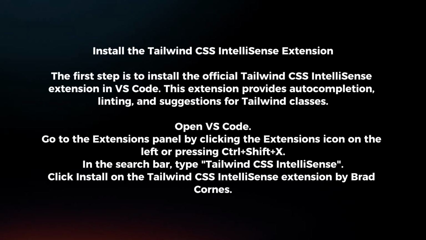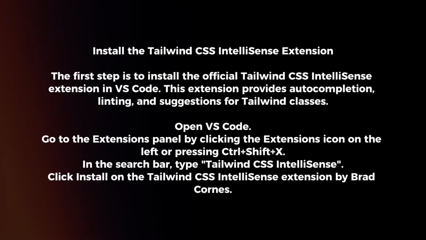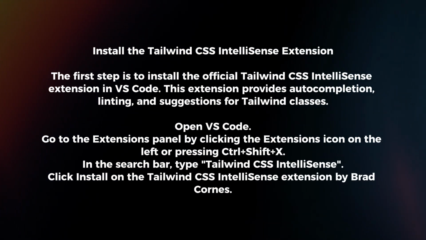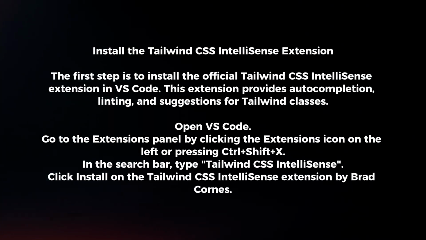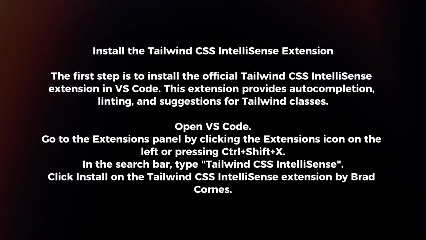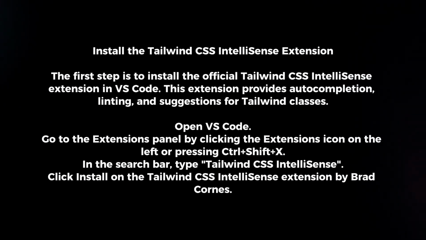Install the Tailwind CSS IntelliSense extension. The first step is to install the official Tailwind CSS IntelliSense extension in VS Code. This extension provides auto-completion, linting, and suggestions for Tailwind classes.